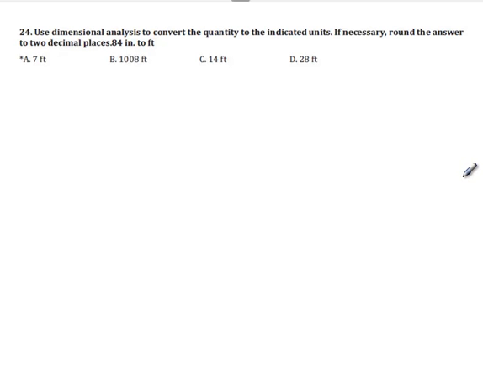Number 24. Use dimensional analysis to convert the quantity to the indicated units. If necessary, round the answer to 2 decimal places. 84 inches to feet. 84 inches. Dimensional analysis means we need to multiply by a unit fraction. Our unit fraction will need to have inches in the denominator, feet in the numerator, because that's what we want to change to, from inches to feet.